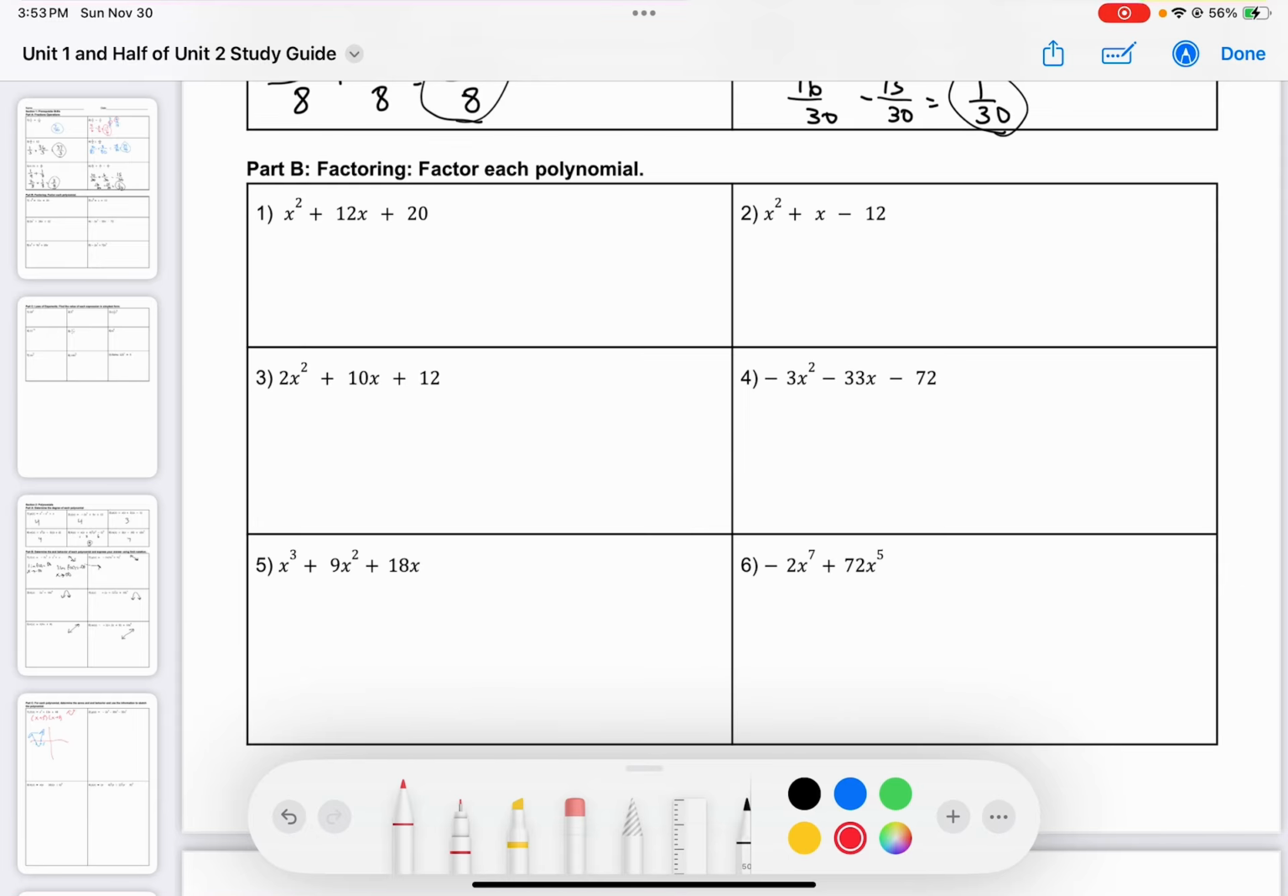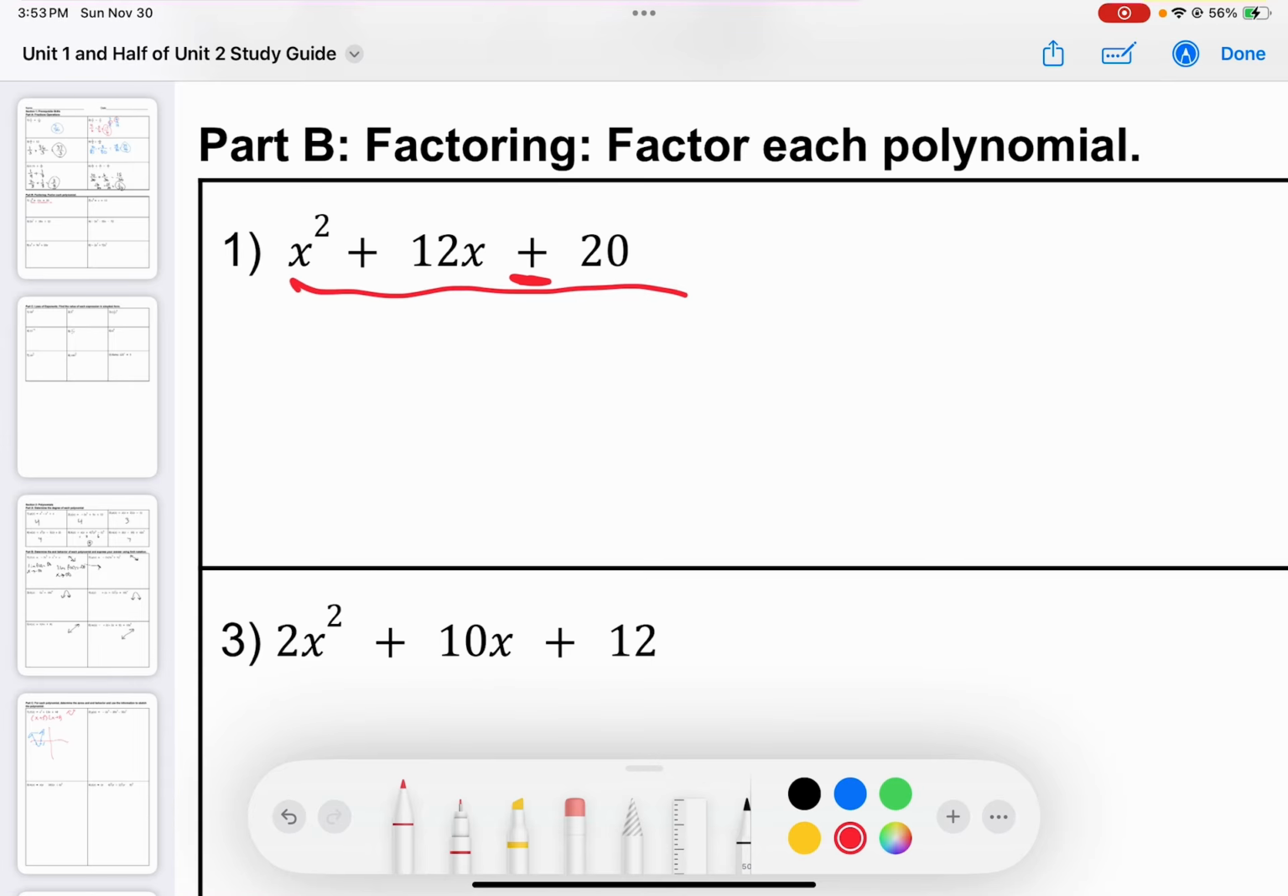So these are all in standard form, right? Standard form separates the terms with pluses and minus signs. I want to convert them to factored form. When I have a quadratic, I'm just saying what multiplies to c and adds to b. So I'm looking for two numbers that add to make 12 and multiply to make 20. That is 10 and 2. So this factors to (x plus 10)(x plus 2).